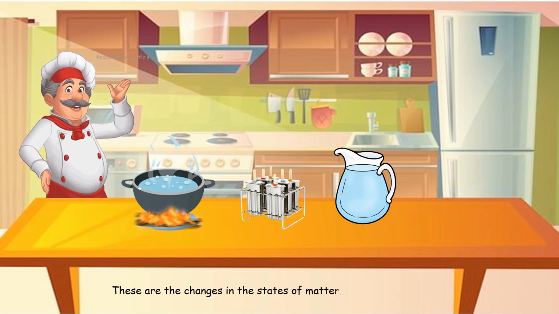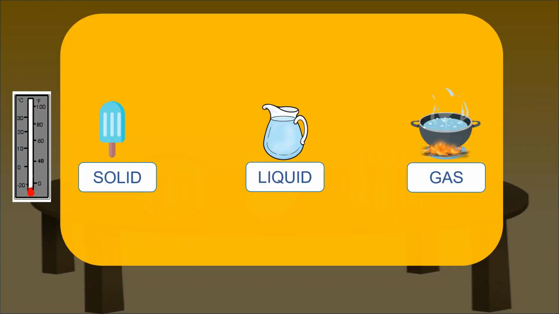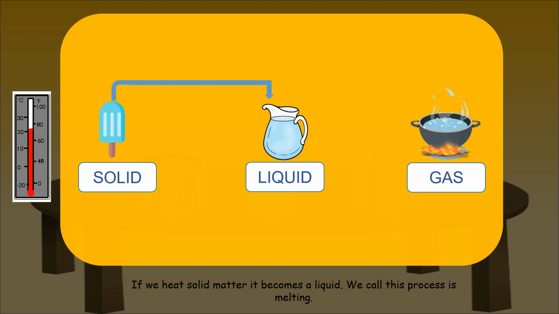These are the changes in the states of matter. Let's recap. Solid, liquid, and gas. If we heat solid matter, it becomes a liquid. We call this process melting. From solid to liquid, we call it melting.